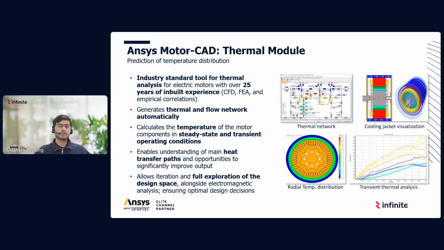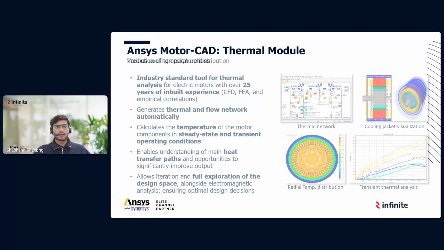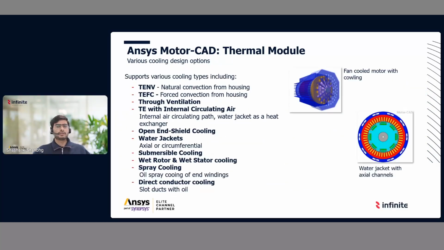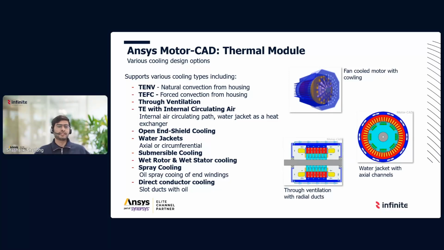And you can do different iterations, and you can explore the whole design space that you have alongside the electromagnetic analysis, and you can ensure that you have an optimal design. And in the thermal module, you have various cooling options. So there are lots of options here. You can employ any one of these or check with all of these based on your design requirements. You can visualize how the heat dissipation can be used effectively in your system.